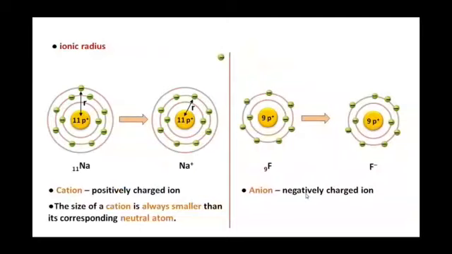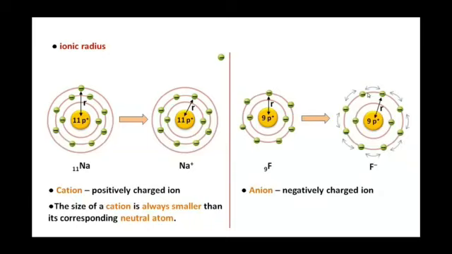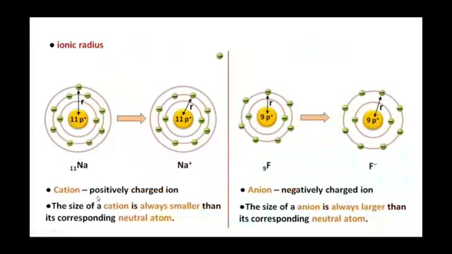The size of the fluorine anion will be larger than that of the fluorine atom. The reason is, excess electron will be present in the anion and causes inner repulsion, which leads to increase in their size. Therefore, the size of anion is always larger than its corresponding neutral atom.